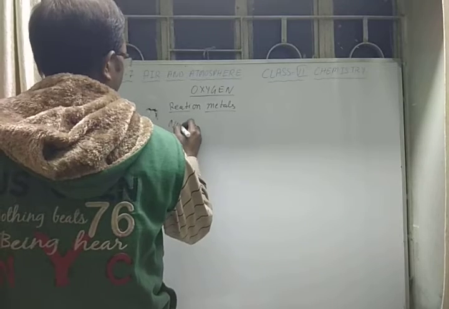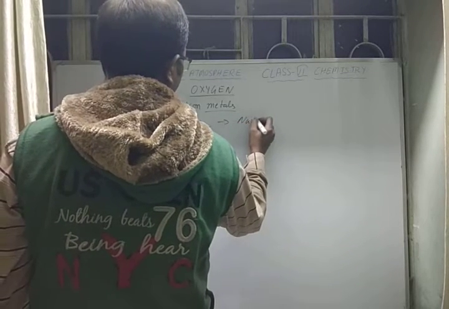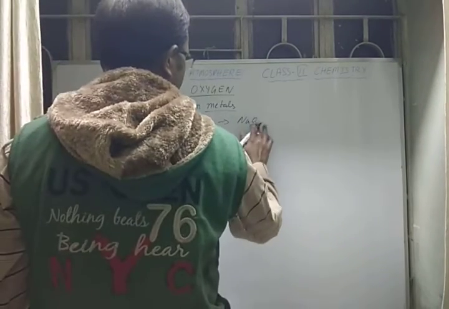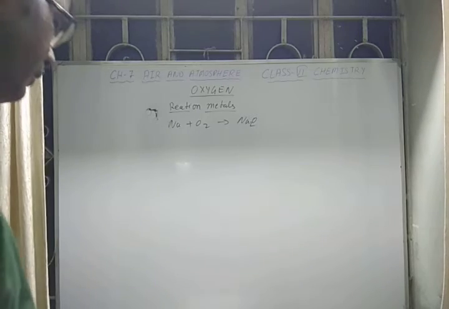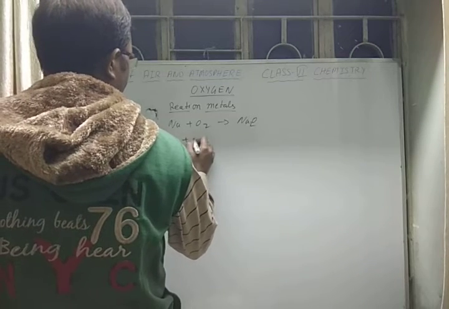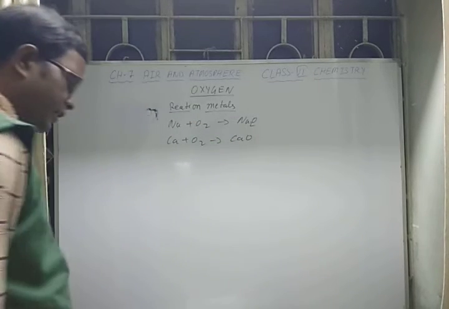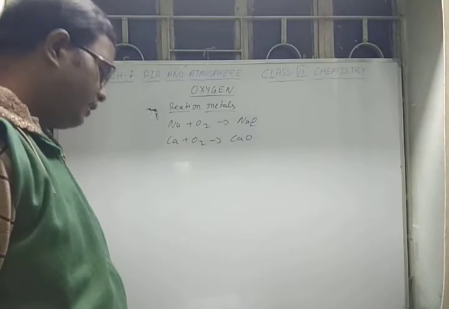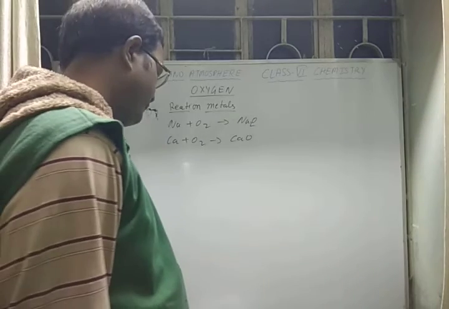Suppose Na plus O2, it gives Na2O, that is sodium oxide you will get. Similarly, calcium oxide, Ca plus O2 gives CaO, calcium oxide. Similarly, magnesium with oxygen gives magnesium oxide. Potassium with oxygen will give potassium oxide.